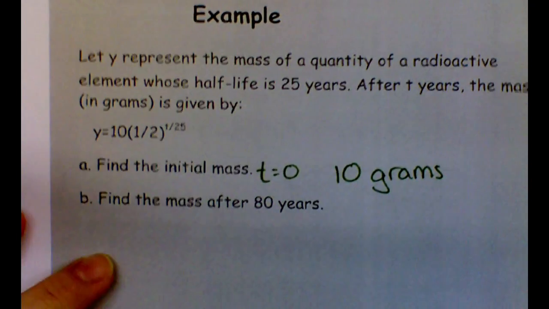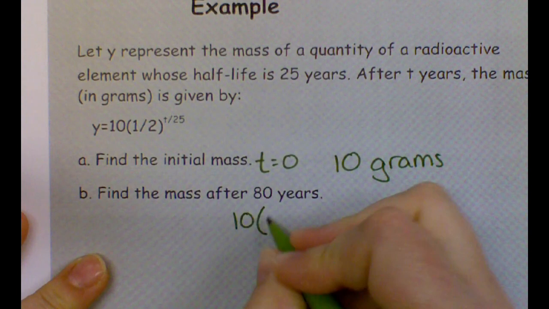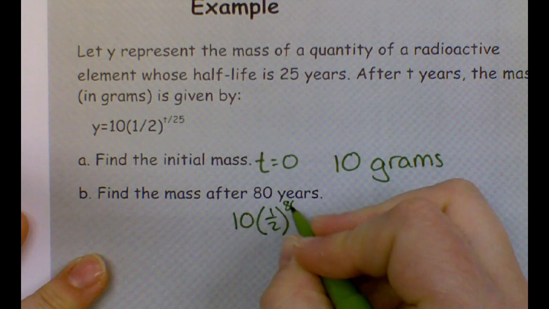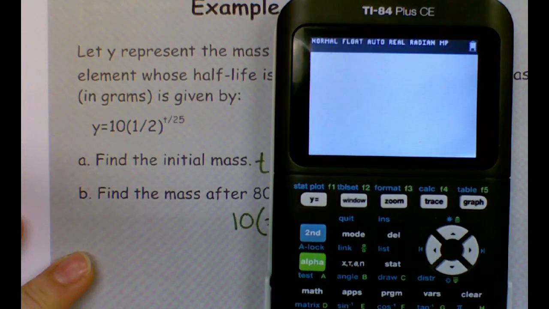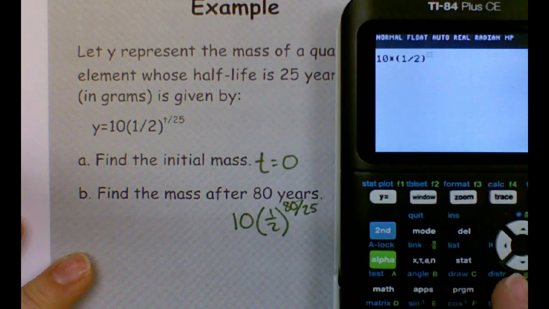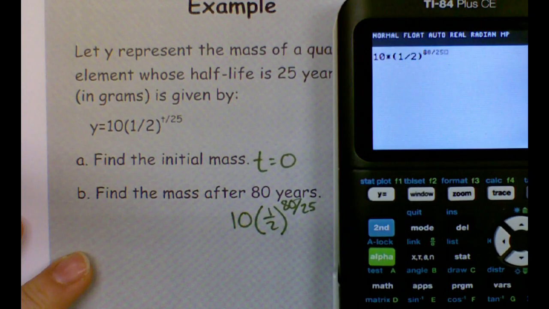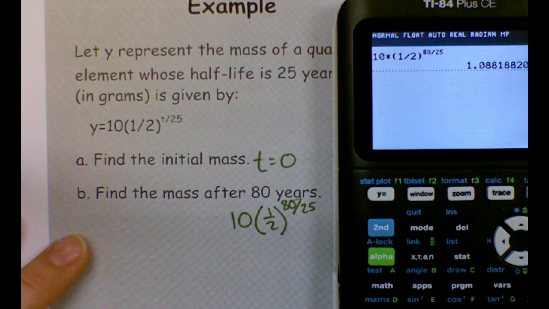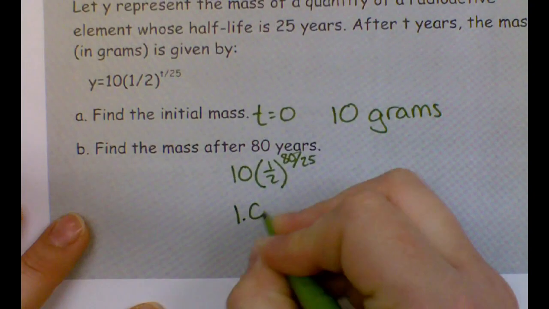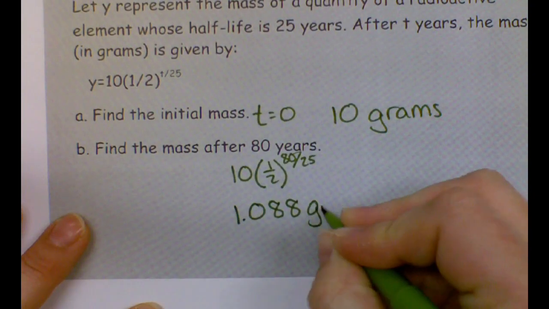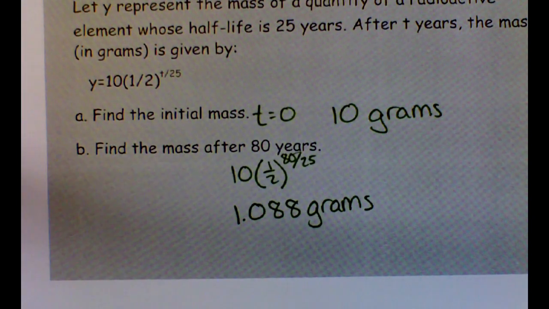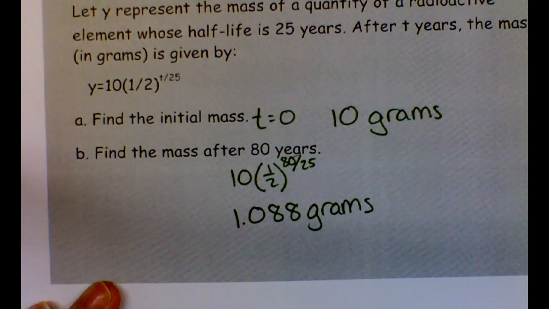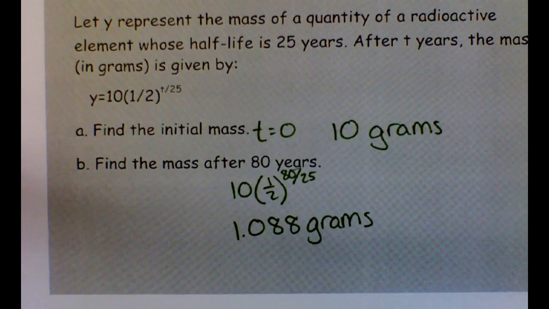The mass after 80 years, we're going to plug in 80. 10 times 1/2 to the 80 divided by 25 power. I'm just going to type that in my calculator. 10 times 1/2 to the, what is it, 80 divided by 25. 1.088. And there we have it. Make sure if your base is anything besides just a single number, you put it in parentheses. Or if it's a negative, it needs to go in parentheses.